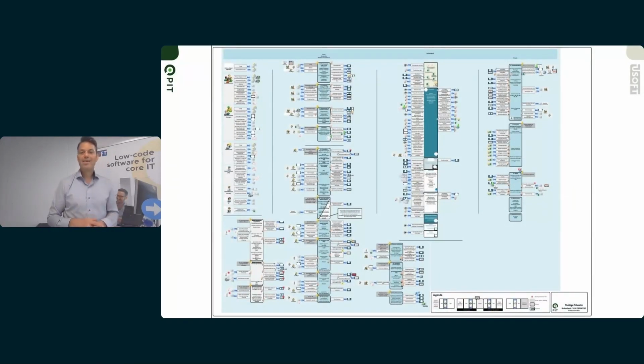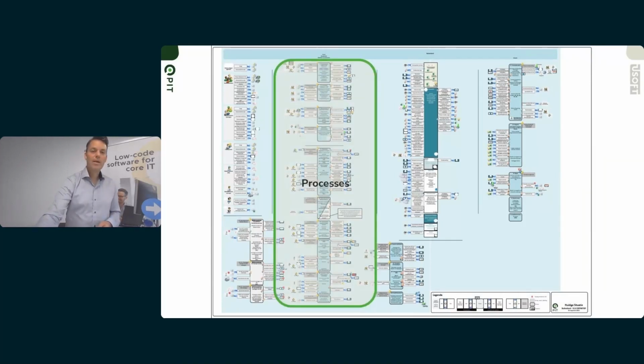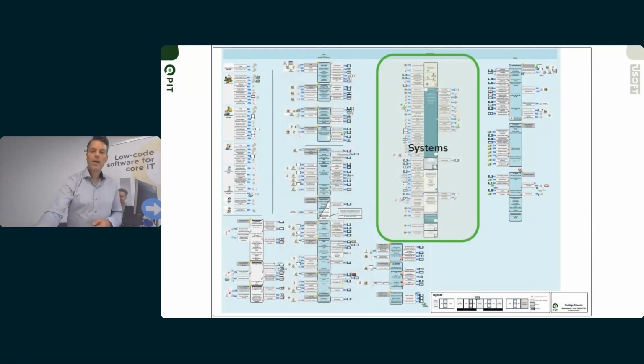This is an example. You cannot read it, so don't worry. This is a visualization of the current way of working of a particular client of ours. How it's built up is, in the middle you see the processes. On the right you see the information systems that are related to the processes. This is of one department, to be clear.